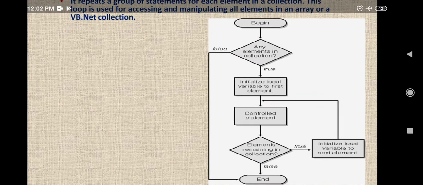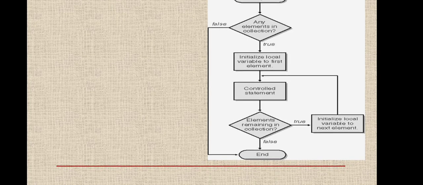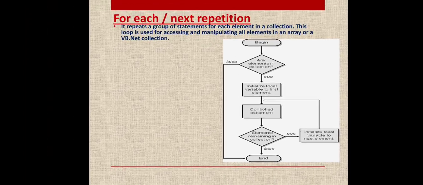This is the flowchart. I will just zoom it. Begin, if the array elements are in the collection: true, initialize a local variable to the element, the statements get executed, and then elements remaining? If there are still elements remaining, it is true, which means it goes back to the control. It will initialize the variable to the next element, and the statement will get executed again. Once there is no element in the array, the condition will be false. It will close the loop and the program will get closed.